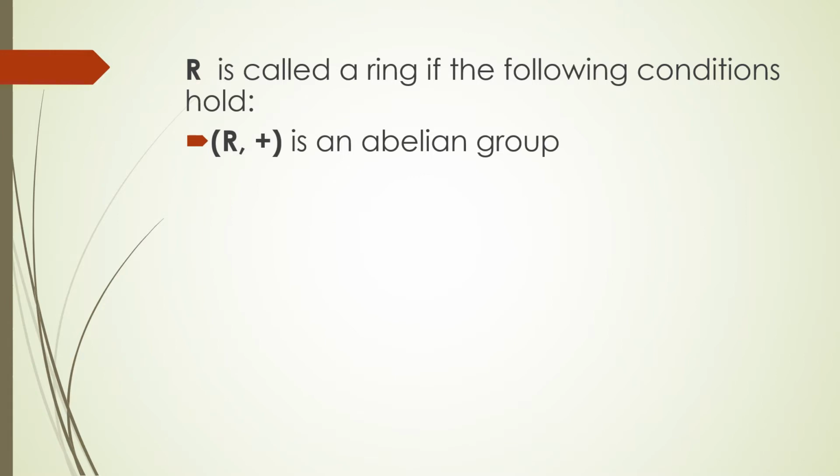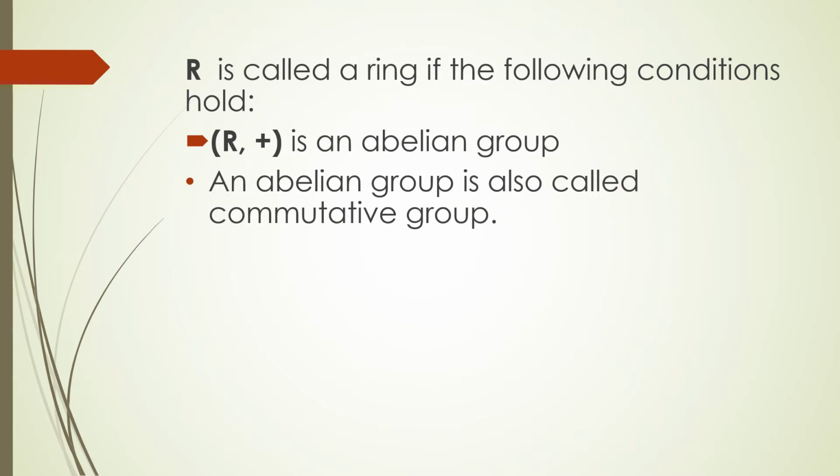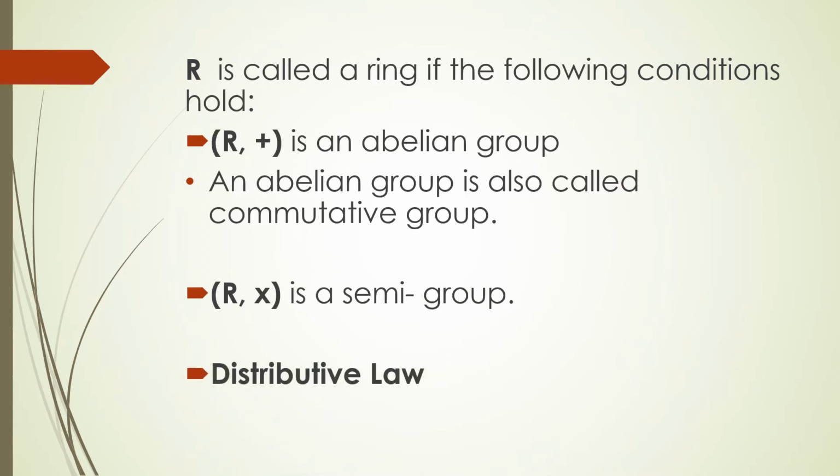First, the addition operation of R is an abelian group. An abelian group is also called a commutative group. It is a group in which the result of applying the group operation to two group elements does not depend on the order in which they are written. Next, the multiplication operation of R is a semigroup. And lastly, it should be linked by a distributive law. So these are the three conditions that should be met for R to be considered a ring.